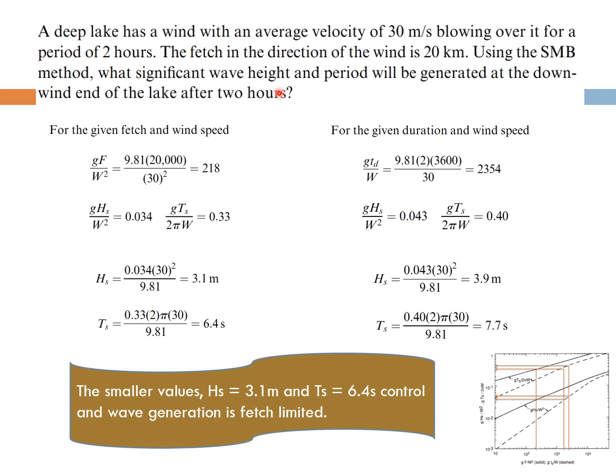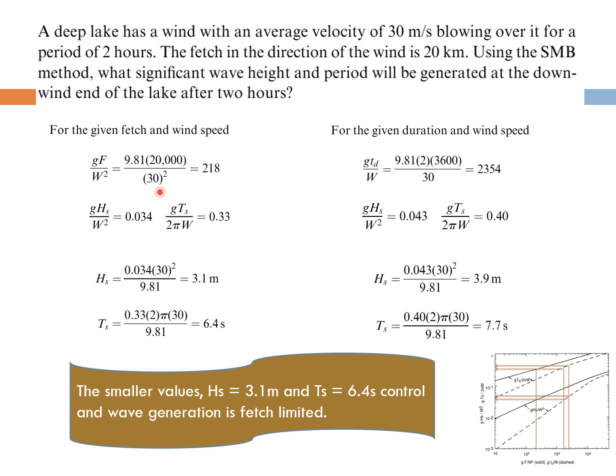Right, now we know that both the wind fetch and the wind duration affect the wave height and the wave period, as we discussed previously for the SMB method. So we are going to consider them separately. This part we're going to consider the effect of wind fetch. This part we're going to consider the effect of wind duration. So for the given fetch, the fetch given to us is 20 kilometers. We first find out what is the dimensionless fetch.